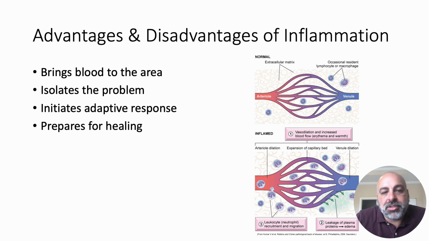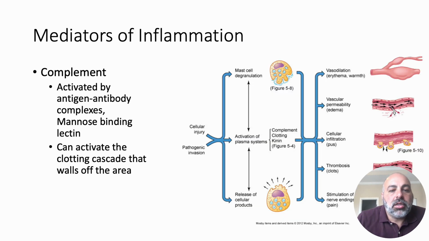So, advantages, disadvantages. We're bringing things to the area: blood, white blood cells, clotting factors, okay? All of that to deal with it. And this initiates the adaptive response system, the adaptive immunity. We're going to talk about the two sides of immunity, innate and adaptive. Adaptive is the one you build up, the special library of information every time we get sick with something or exposed to something, okay?